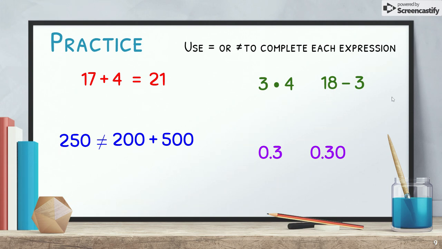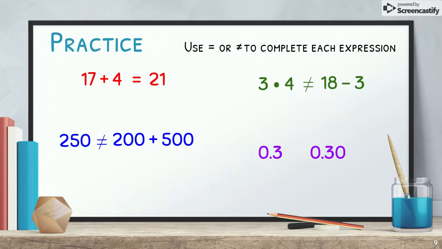Our next expression, 3 times 4 and 18 minus 3. Are those two equal? They are not equal. We know this because 3 times 4 is 12. 18 minus 3 is 15. 12 is not equivalent to 15.